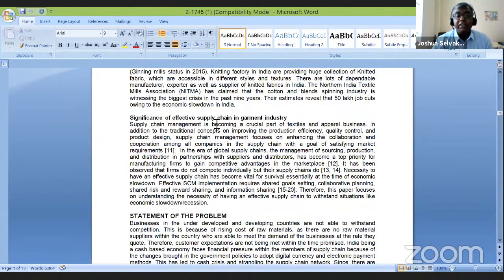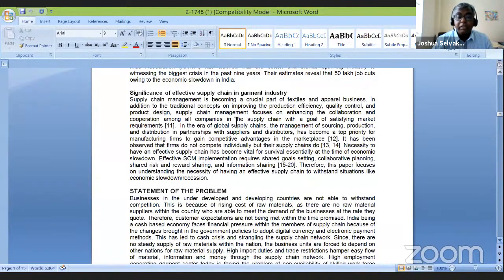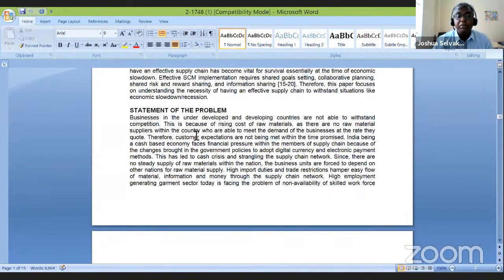The significance of the effective supply chain in the garment industry. Okay, I've discussed the problem. This is the statement of the problem. Discuss the problem: how the business is doing, what the raw material constraints are, the costs are increasing, raw material is difficult to get.